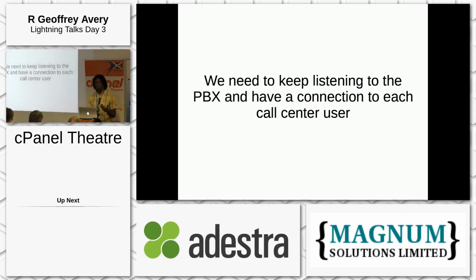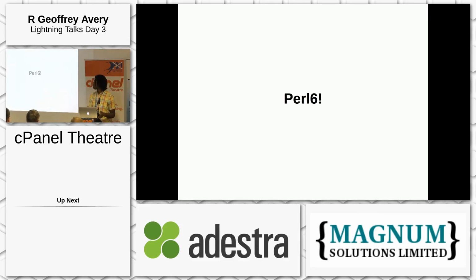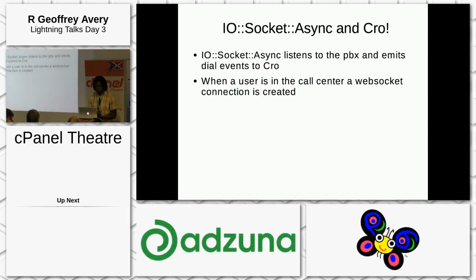Now, that seems like it would have been very hard in a lot of frameworks, and so what we thought about doing was just using Perl 6. So for this, we used IO::Socket::Async to connect to the PBX, and it will just constantly go through and read everything that it's outputting. And we use Cro as a small web server, using the WebSockets to communicate with our call center users.